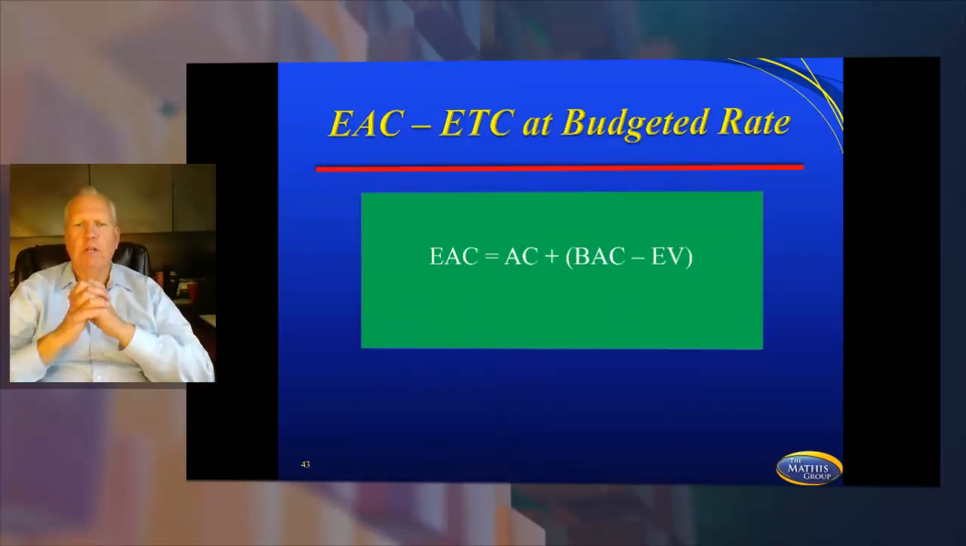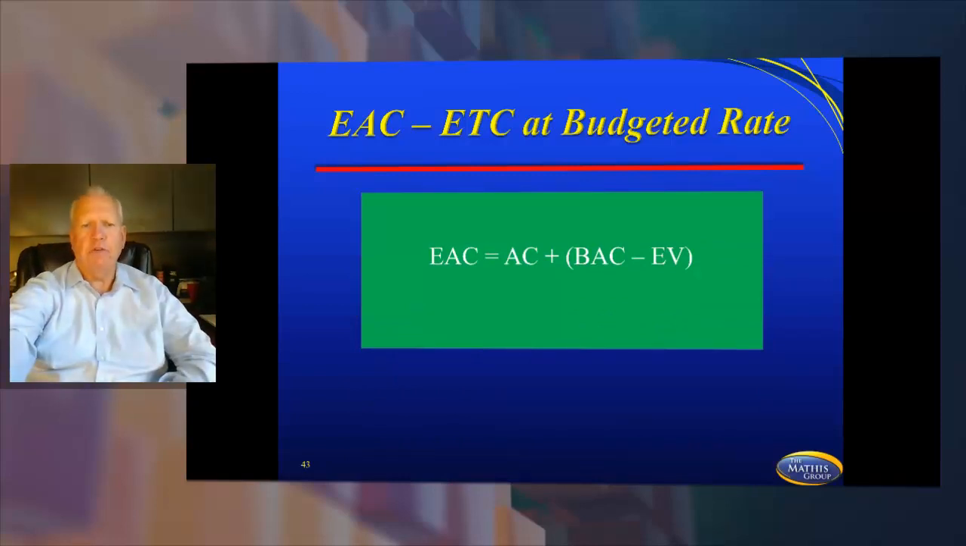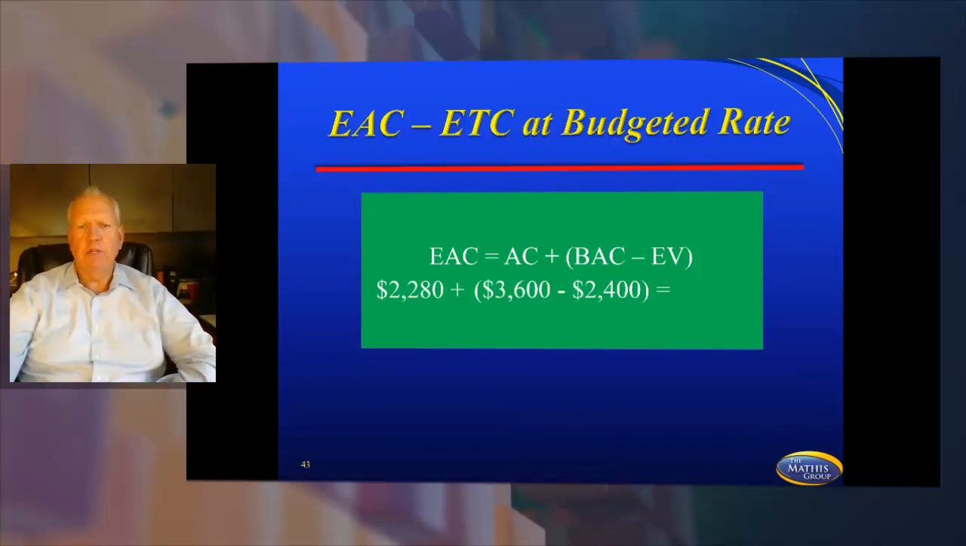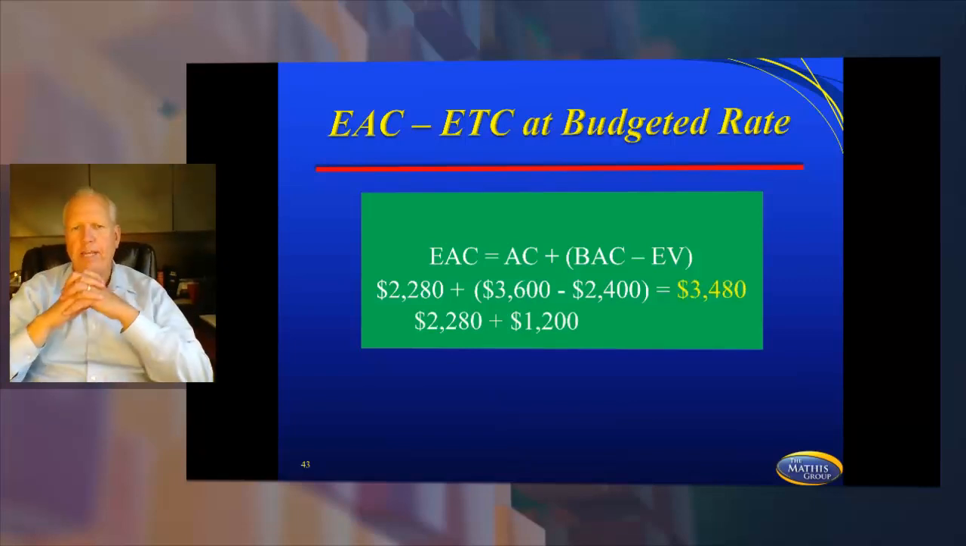So let's look at this formula. So you have EAC, which equals AC plus BAC minus earned value. So let's take our formula and now plug our numbers in. So it's 2280 was the actual cost plus 3600 minus earned value of 2400, which gave me 2280 plus the 1200, or 3480. And so that's my EAC conclusion at budgeted rate. So I've had a hiccup, but from this point on, I'm going to still be able to be on budget.